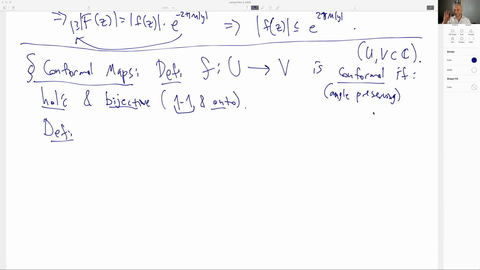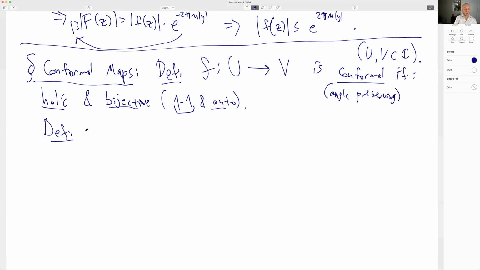So if you want U to be the punctured disk, and you want F to be the map z goes to z squared, where does it land? Onto the punctured disk. And is it one-to-one? It isn't, but it is angle preserving, it seems. Right, so I'm defining conformal to be one-to-one. I want more than just angle preserving. Why do we want it to be injective exactly?